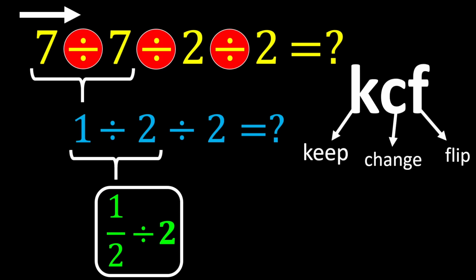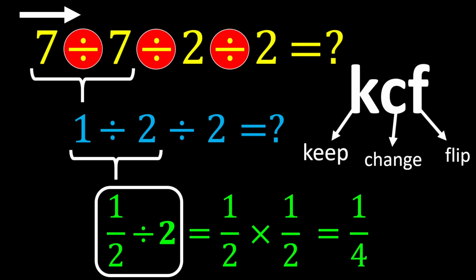Now, according to the KCF rule, we keep 1 over 2 as it is, change division to multiplication, and flip 2, which becomes 1 over 2. 1 over 2 multiplied by 1 over 2 equals 1 over 4. Therefore, the correct answer to this expression is 1 over 4.